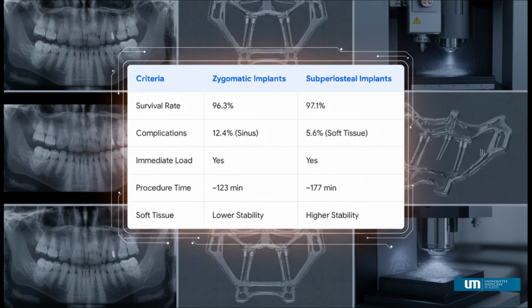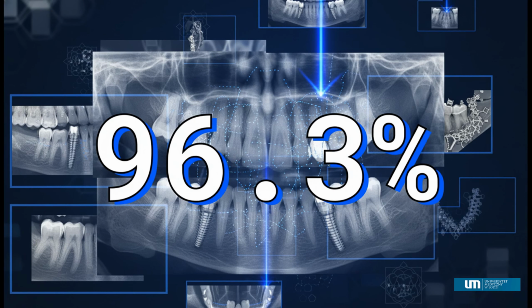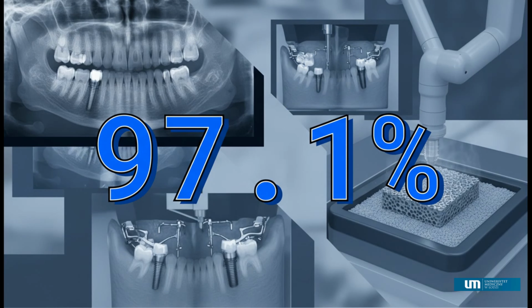So let's break these down a little further. Over that 5-year follow-up period, zygomatic implants showed a very high survival rate of 96.3%. This really affirms their viability as a legitimate long-term solution. And for subperiosteal implants, we see a comparably high survival rate of 97.1%. What's important to note is that the difference between the 2 was determined to not be statistically significant.